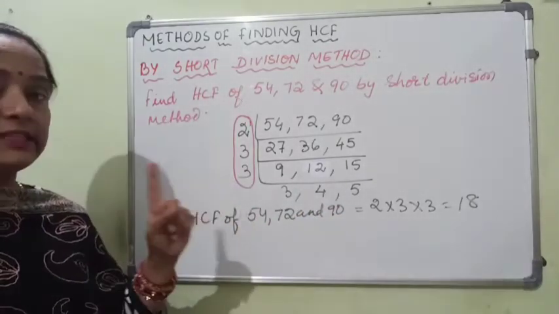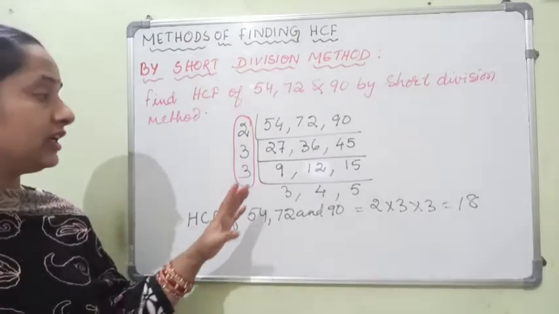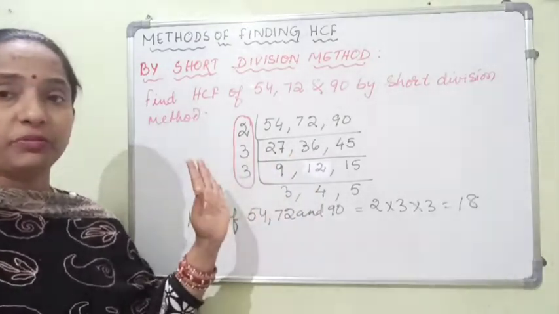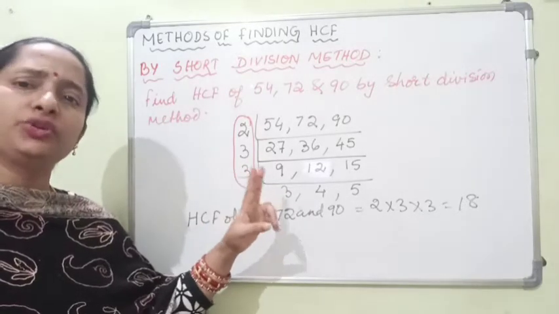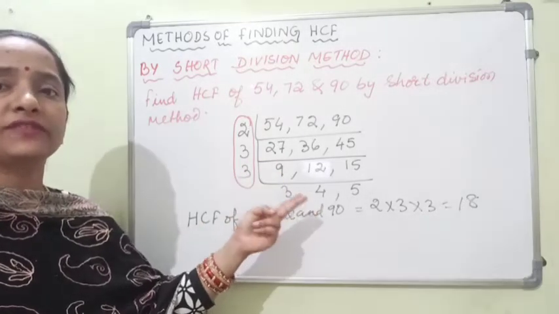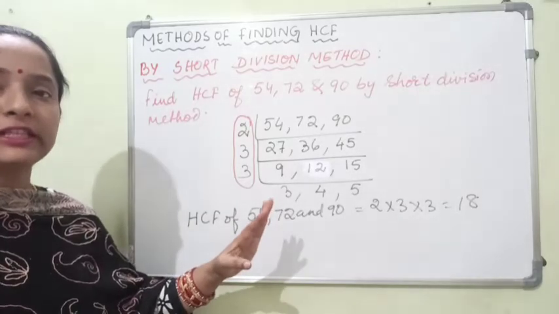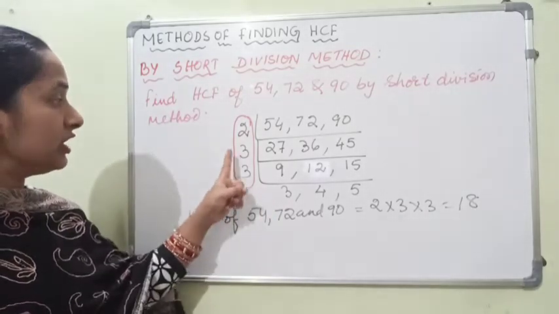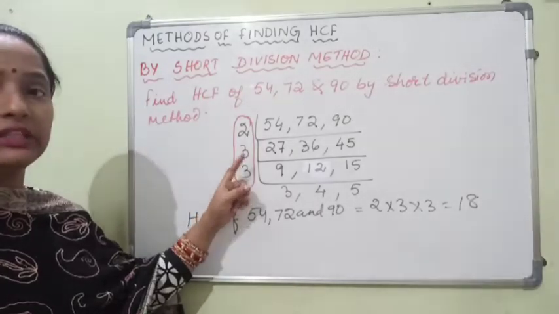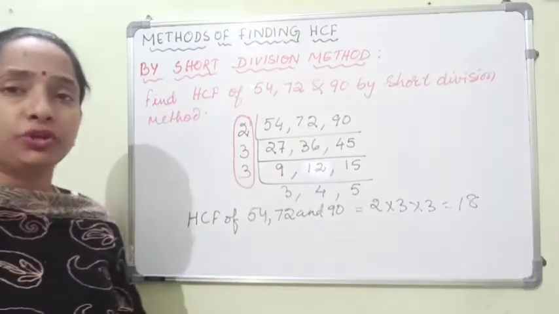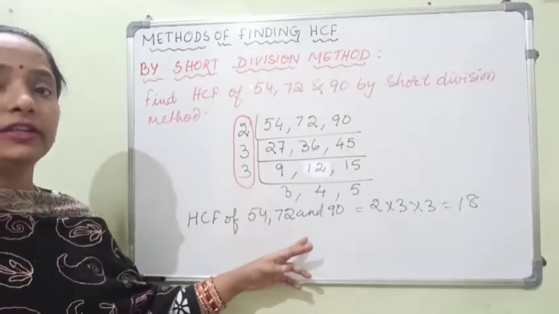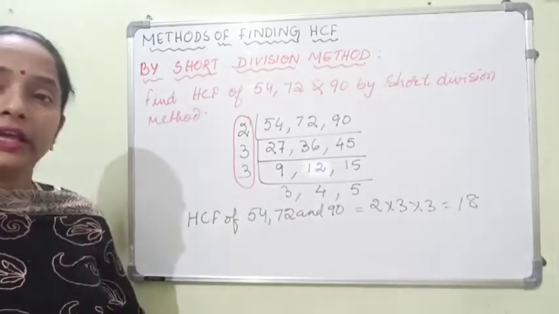So always remember, in the short division method you have to keep in your mind that all the 3 numbers should be divisible. Where only 2 numbers are divisible and 1 is not divisible, that also will not be considered. So you have to check by any prime number that all these given numbers are divisible. Then only you can consider that factor in finding the HCF.